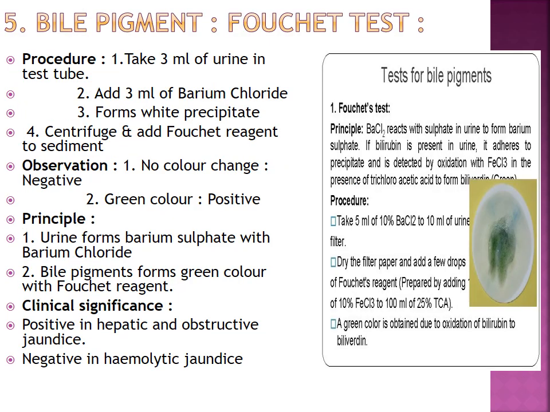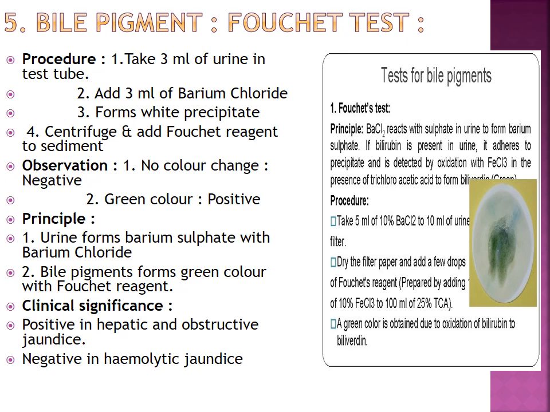Then we will see bile pigment by Fouchet's test. Here you take 3 ml of urine in a test tube and 3 ml of barium chloride, mix and then centrifuge. The precipitate is filtered, and then to the precipitate you add Fouchet's reagent. No color change is negative and a green color change is positive. The principle is that bile sulfates plus barium chloride form barium sulfate, and then the bile pigments form a green color after addition of Fouchet's reagent. The clinical significance: bile pigment present in urine is seen in hepatic and obstructive jaundice and not seen in hemolytic jaundice.